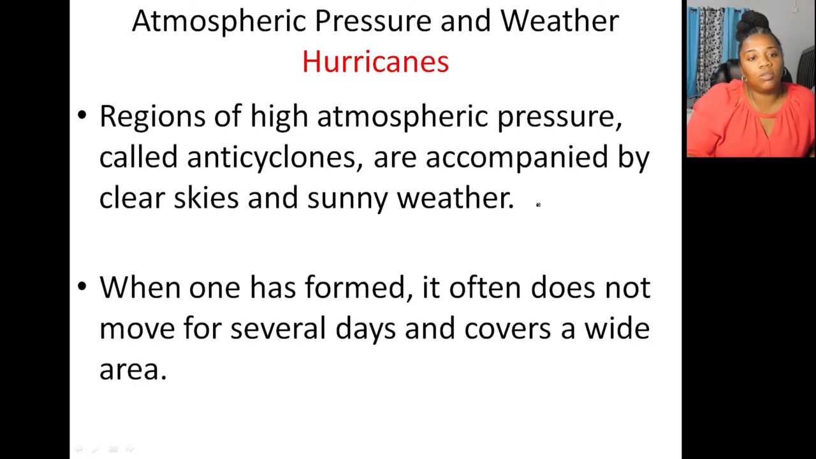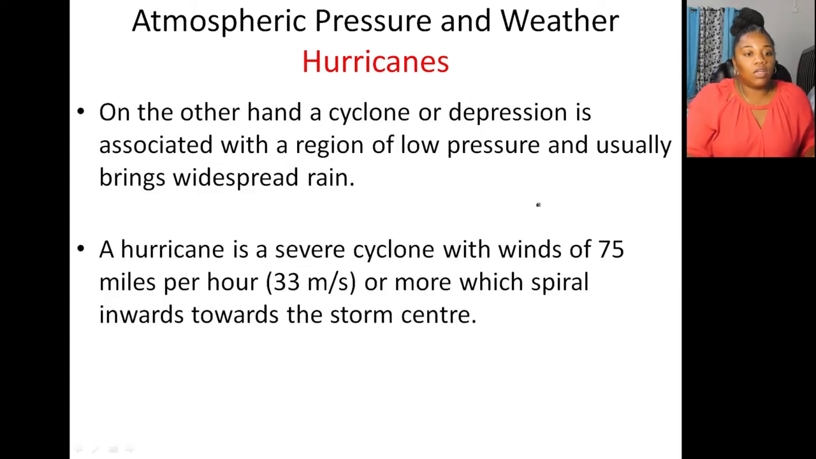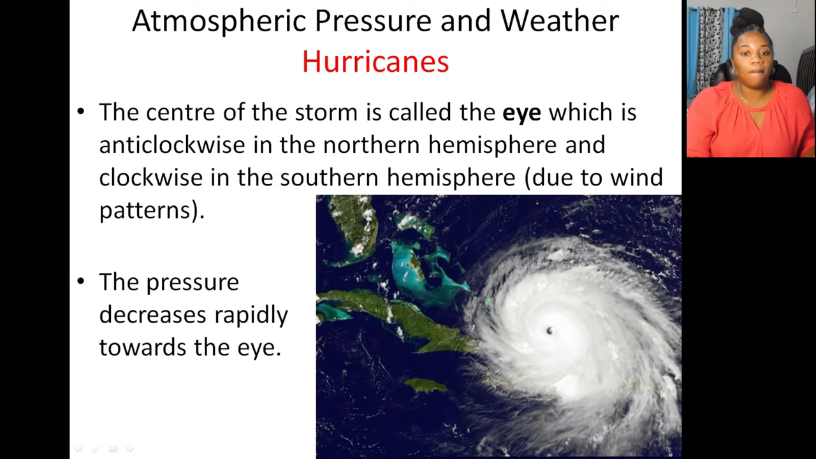Okay, so now we are going to deal with atmospheric pressure and weather, and how it affects the weather in the case of a hurricane. Regions of high atmospheric pressure, called anticyclones, are accompanied by clear skies and sunny weather. When one has formed, it often does not move for several days and covers a wide area. On the other hand, a cyclone or depression is associated with a region of low pressure and usually brings widespread rain. A hurricane is a severe cyclone with winds of 75 miles per hour or more which spiral inwards towards the storm center, which is called the Eye of the Storm.